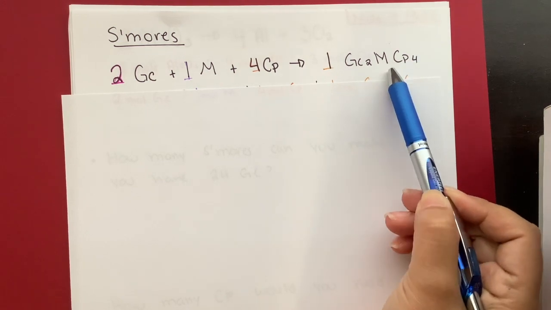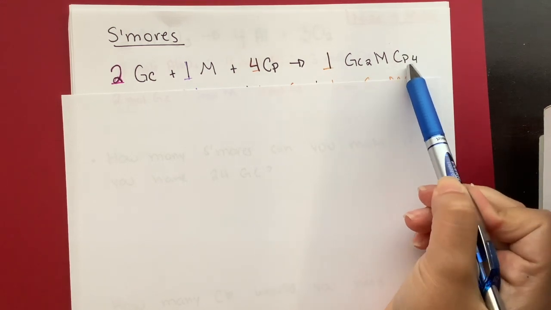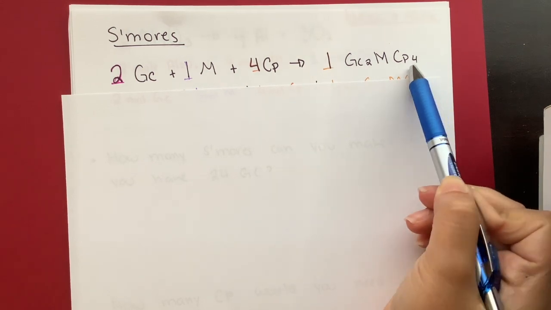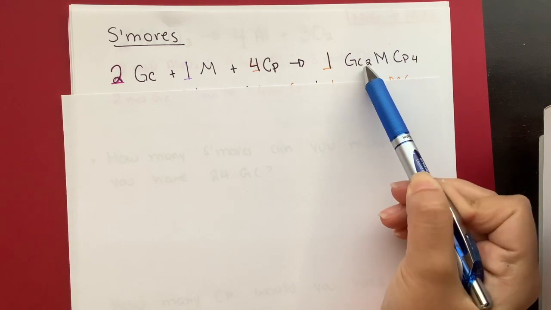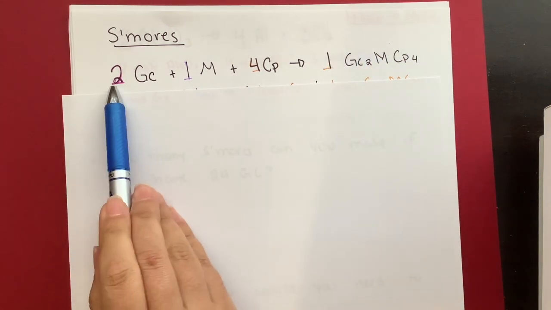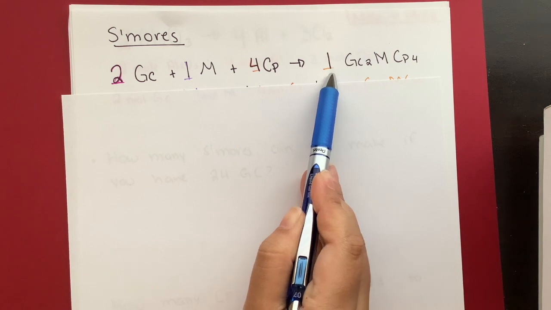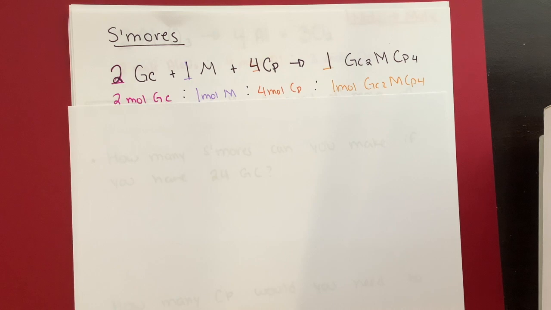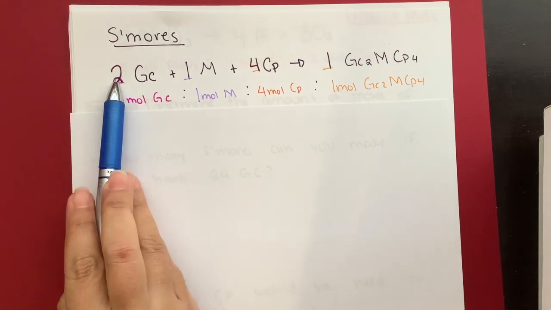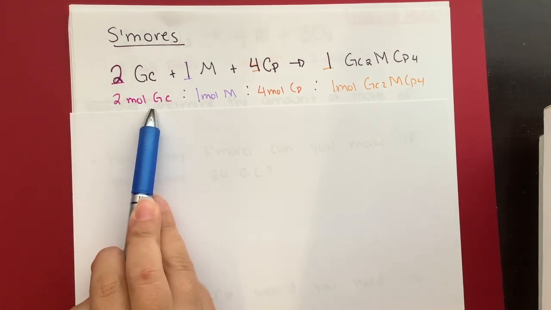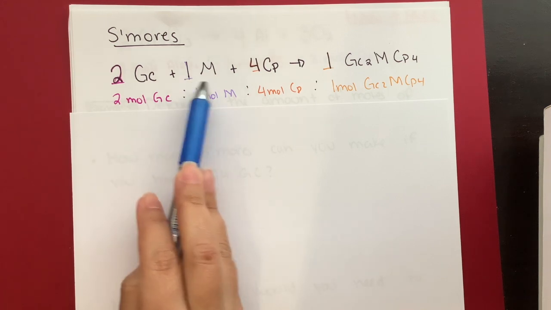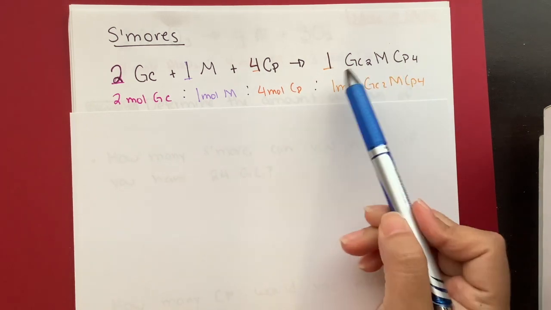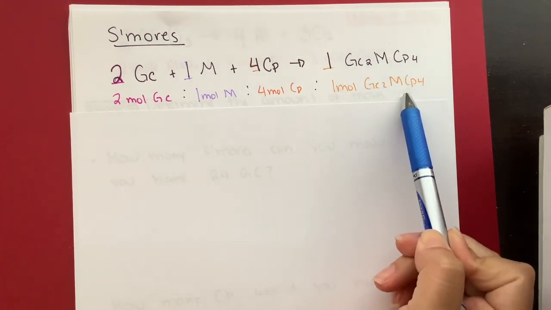And if I need 1, I don't need a subscript. And then chocolate pieces, a subscript of 4 because in each s'more, I'm going to have 4 chocolate pieces, 1 marshmallow, 2 graham crackers for every 1 s'more. So these numbers, my coefficients, I could get the mole ratio from those coefficients. My coefficients tell me that I'm going to need 2 moles of graham cracker for every 1 mole of marshmallows, for every 4 moles of chocolate pieces, for every 1 mole of s'mores.